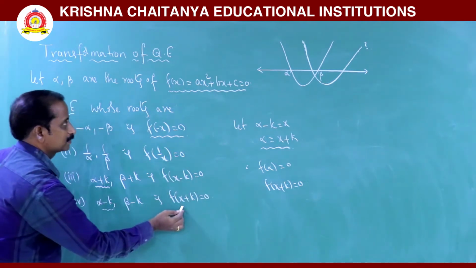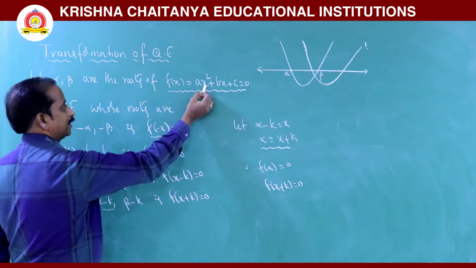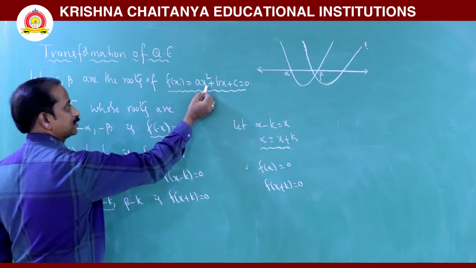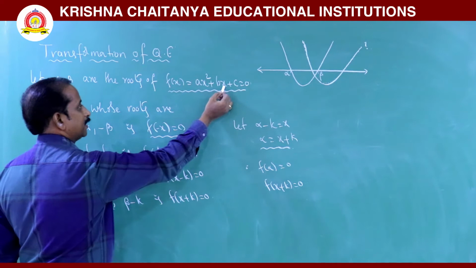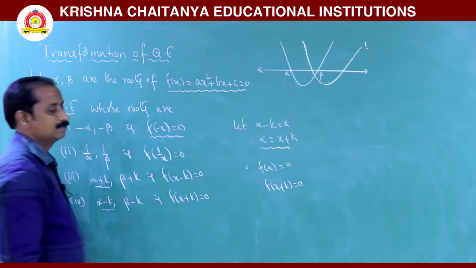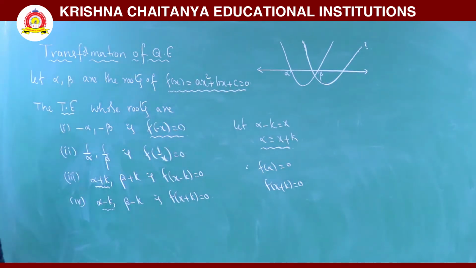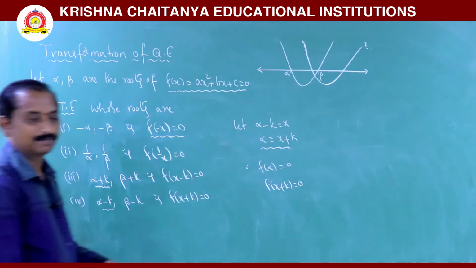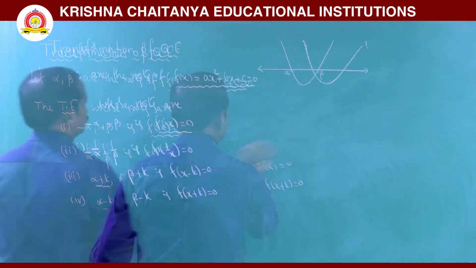So what is f of x plus k? Replace x by x plus k: a into (x plus k) whole squared plus b into (x plus k) plus c is equal to 0. Now come to another basic point.